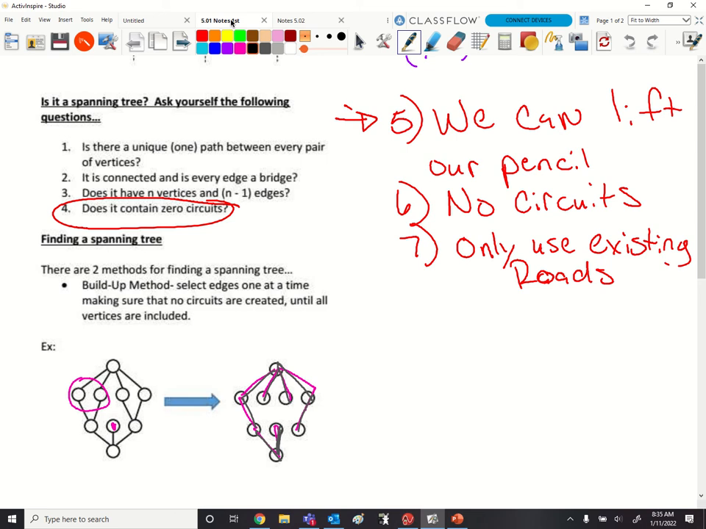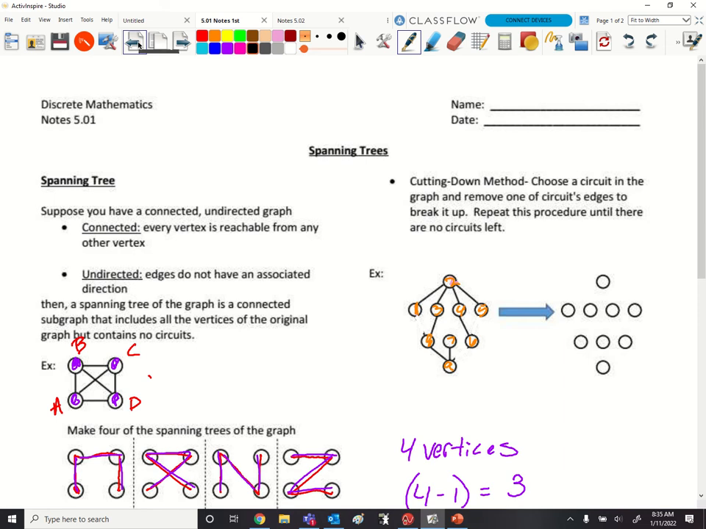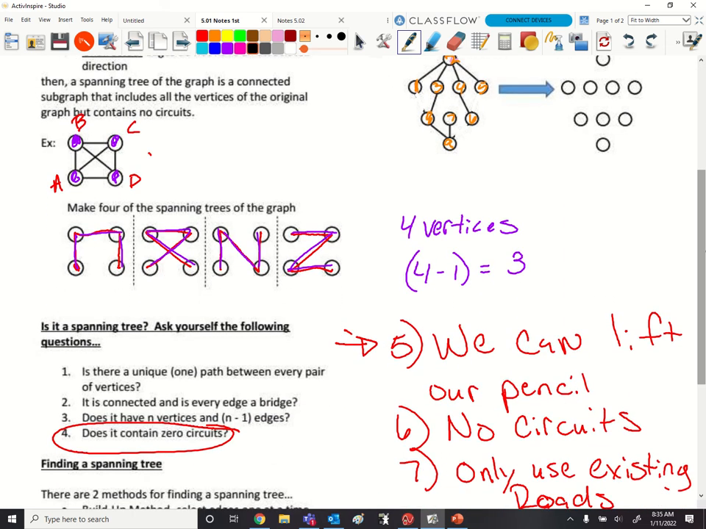Now, connected, every edge a bridge: doesn't have n vertices, n minus 1. That was this meaning. Oh, dang it. That's 4 minus 1. So vertices means the houses, the points, and the edges. The minimum number of edges connecting all these trees would be 3. So if you notice right here, there was 3 here, 3 here, 3 here, 3 here.